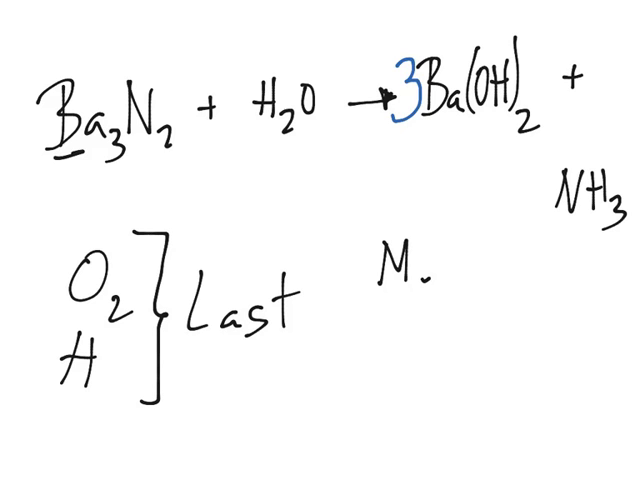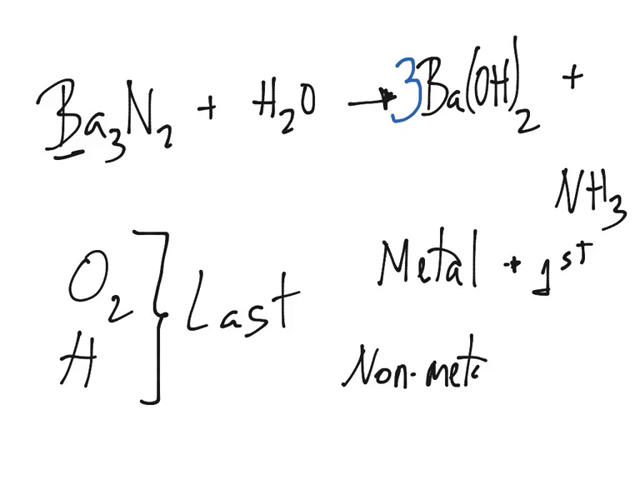Metals first, then nonmetals, and then oxygen and hydrogen last. So now let's continue with the nitrogen. We have 2 nitrogens here, 1 nitrogen here. So we put a 2 in here. And now, as I said, you can see that these 3 here would change the oxygen and the hydrogen, and these 2 here would change the hydrogen. So that's why you want to leave the hydrogens and the oxygens for last.